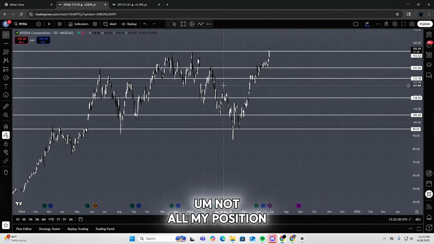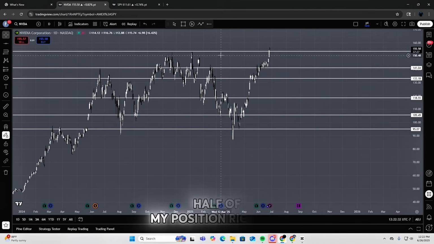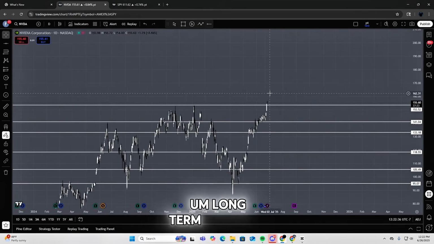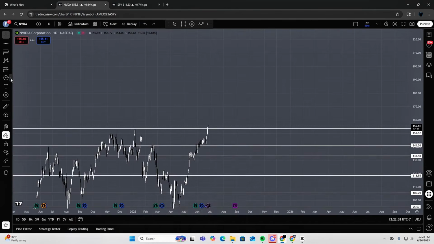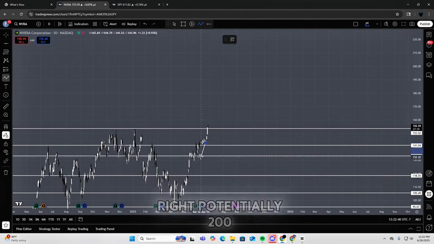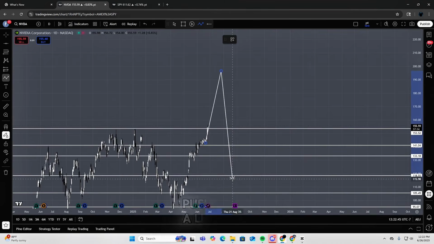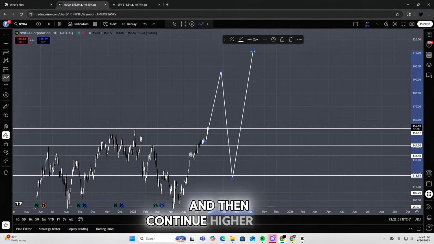Not all my position, right? But I sold like half of my position, because again, I'm trying to hold long term investing. We could potentially hit 170, potentially 200, but after having a long run up, I eventually want to see the market push down a little bit, so I could get better fills on my shares and then continue higher.